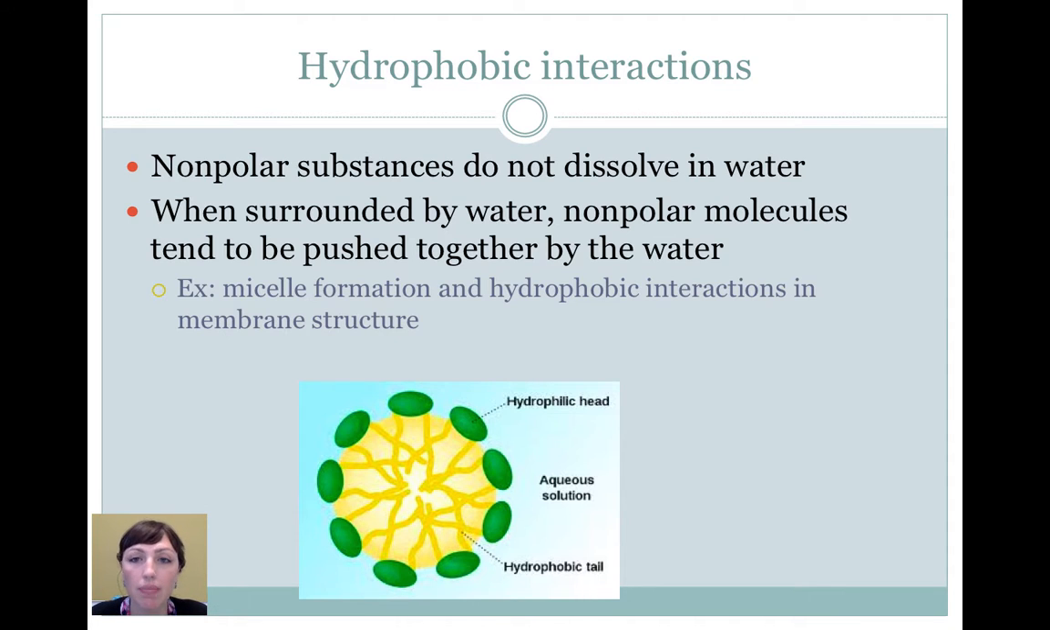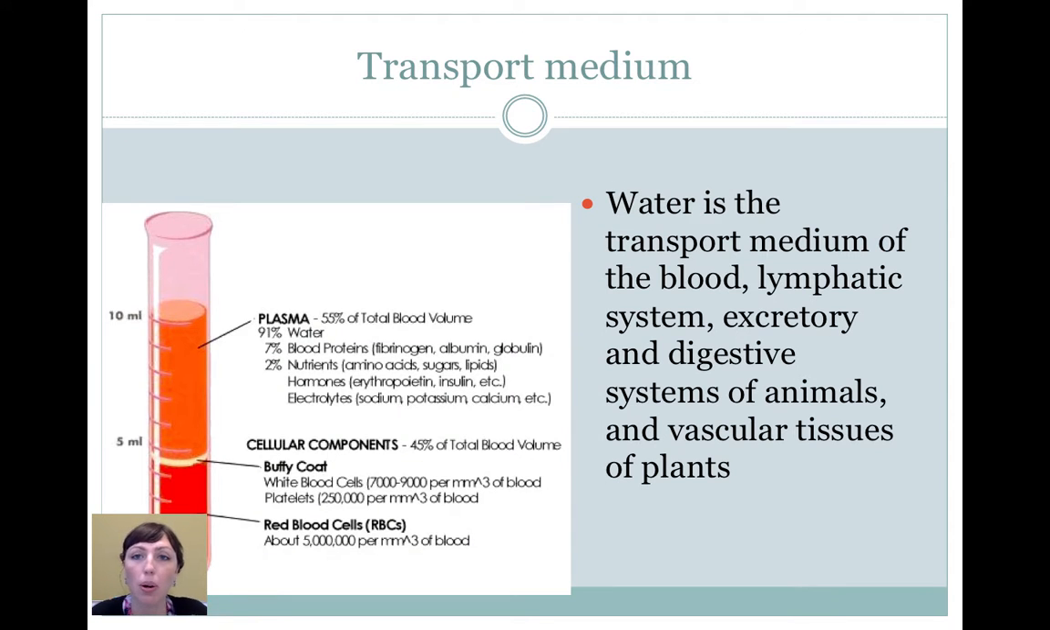But in a cell membrane structure, you have hydrophilic heads, so heads that like water and will bring water in and react with water. And then you have hydrophobic tails inside that don't like water. Okay, and you can think of it as a nice sort of two-party system to keep control of what things come in and out of a cell. Okay, transport medium. Water is the transport medium of blood, also of the lymphatic system, the excretory and digestive systems of animals, as well as the vascular tissues of plants.